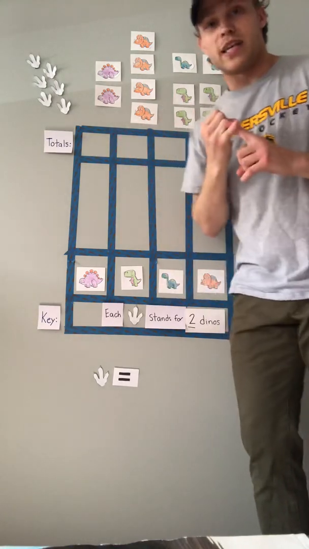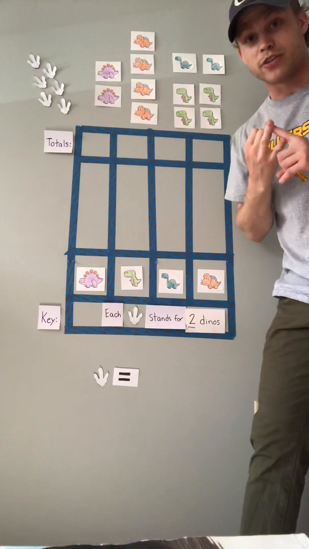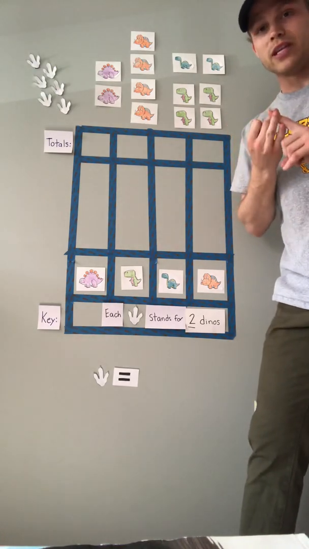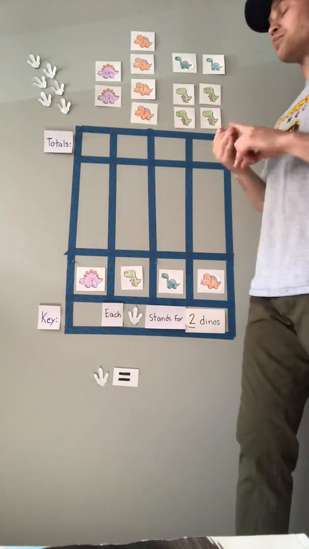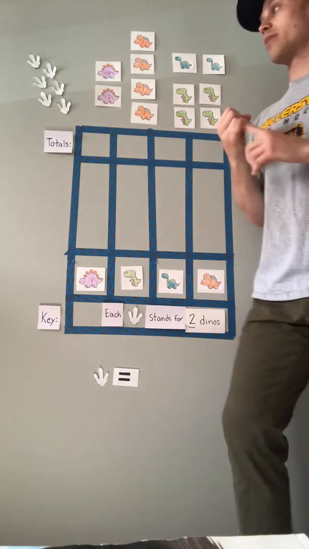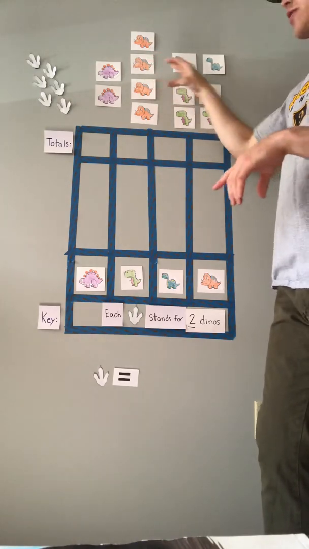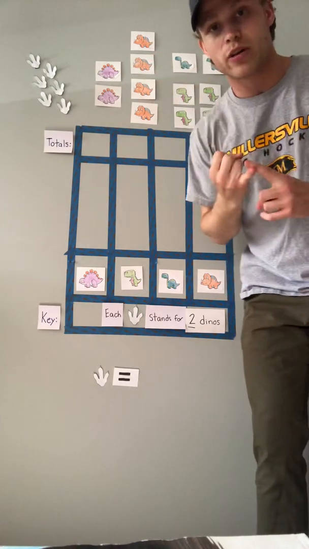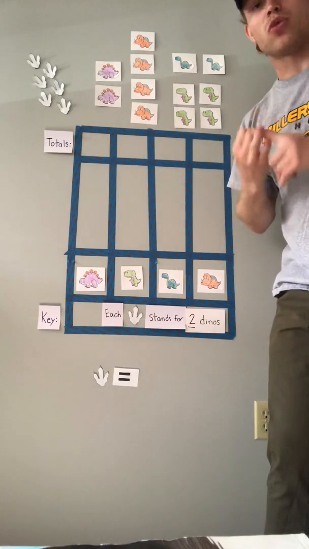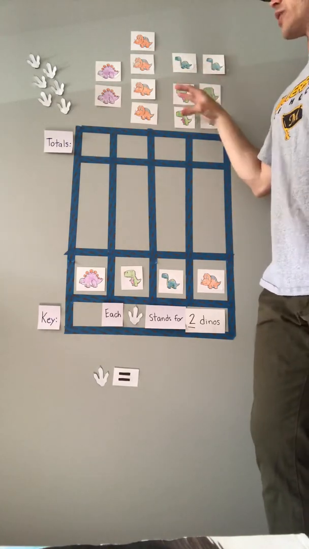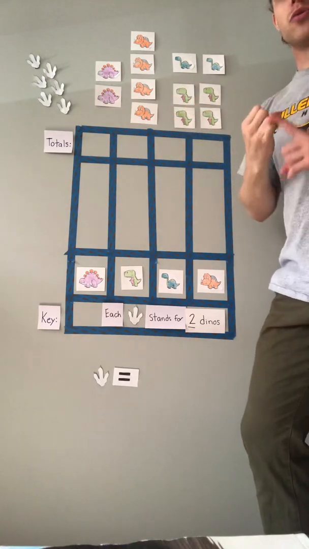So the first thing that you're going to want to do when making a pictograph is sort and tally your items. Usually when you're creating a pictograph, there's a bunch of pictures or something that you need to count or tally. So first, sort, and then tally the amount, get the total amount of each item. I went ahead and already sorted each dinosaur. Now we just need to get the totals.